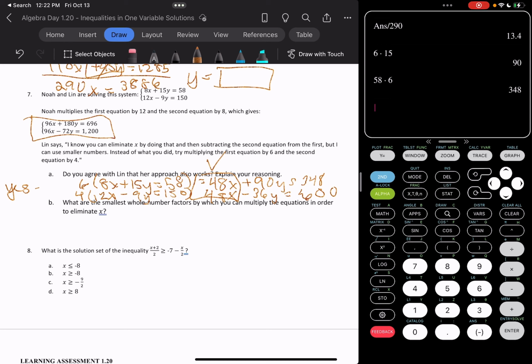It says, what are the smallest whole number factors you can multiply by? So is there something smaller than 4 and 6 that we can multiply? Well, I know that 12 and 8 have a least common multiple of 24. So yes, we could multiply the top equation by 3 and the bottom equation by 2, because this would give us 24 for our coefficients of x. And then we could go ahead and subtract the whole thing from the top.